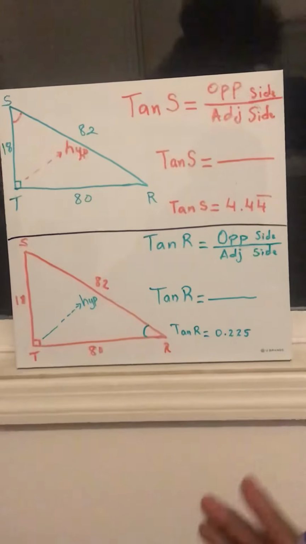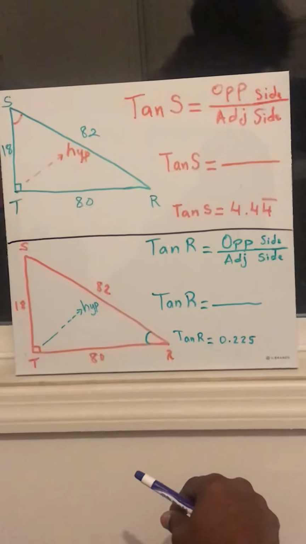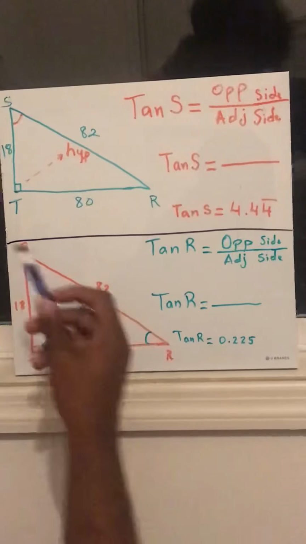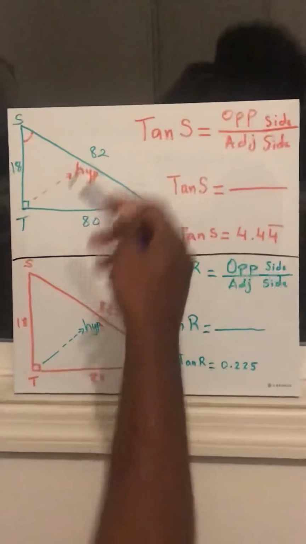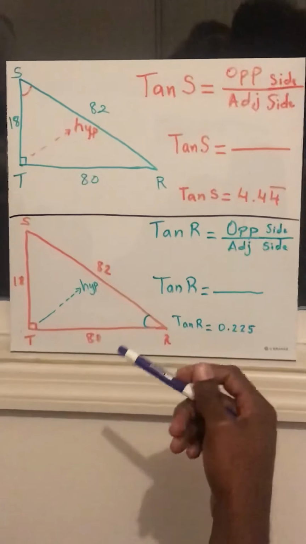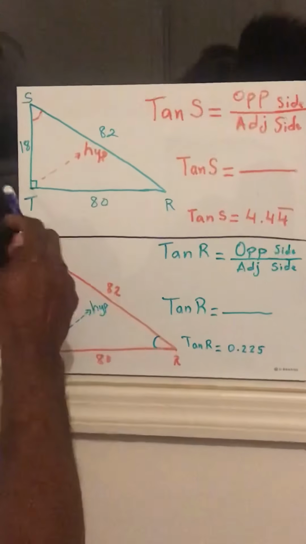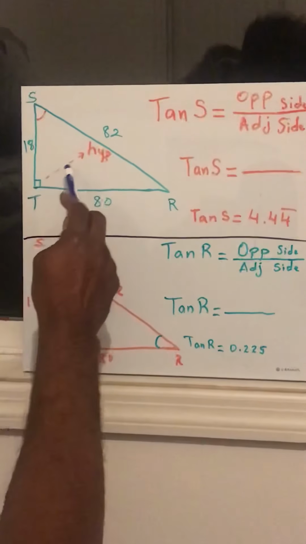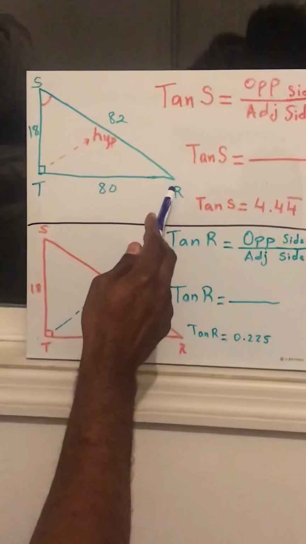For trigonometry, for the tangent ratio, we deal with a right triangle. As you can see, there's a right angle. When you're dealing with the tangent ratio, you have to be able to identify the different sides of the triangle. So, we always start with the right angle. From the right angle, we go straight across. It is the hypotenuse. So, SR is the hypotenuse.